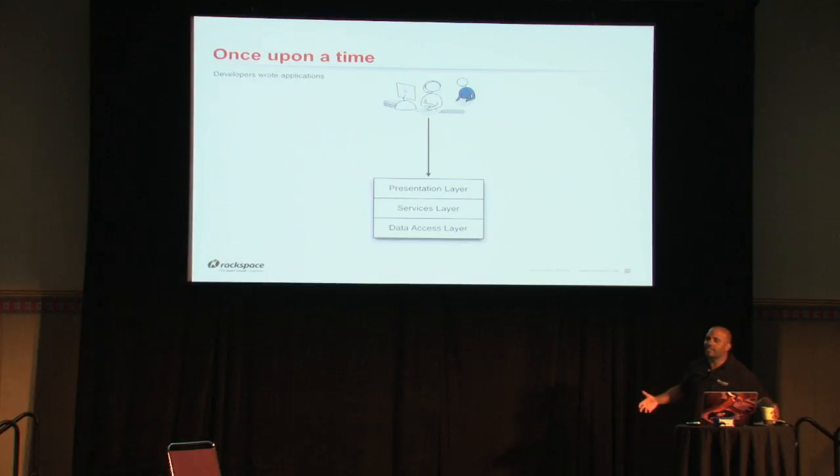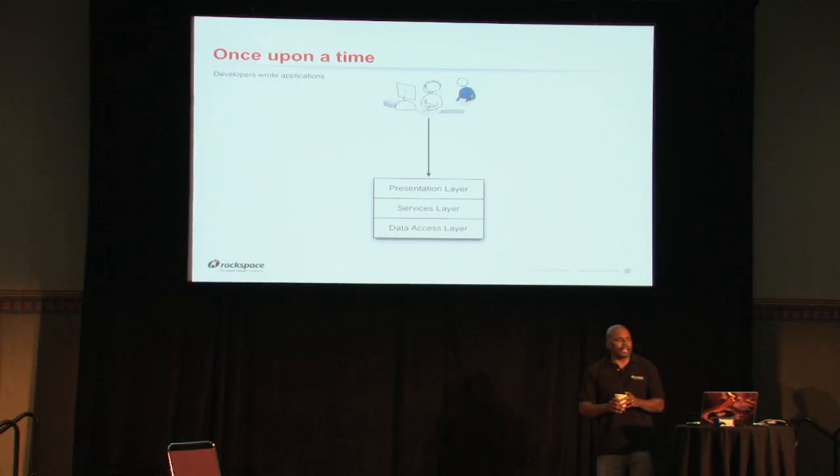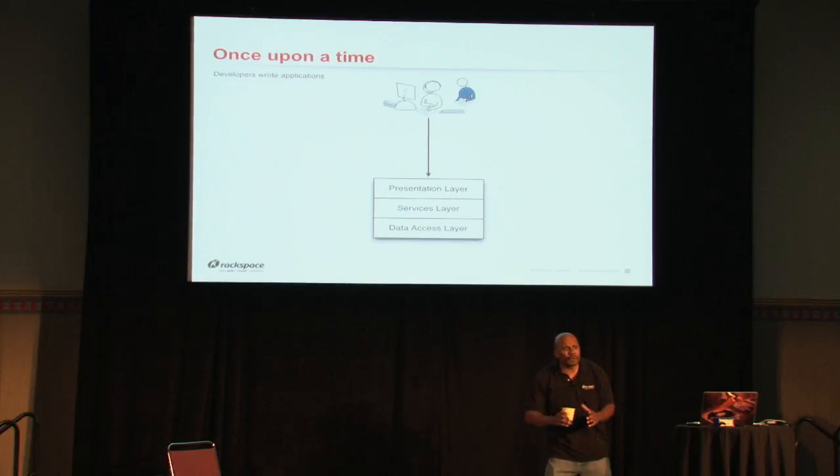Then I could have a service tier, and then I might have a data access tier, right? So I got this app, I start to tier it, whichever way you want to slice your app.